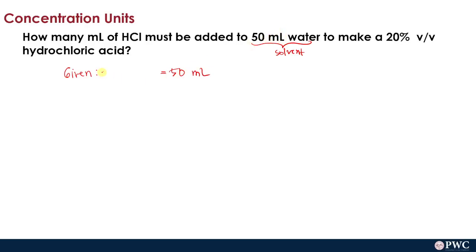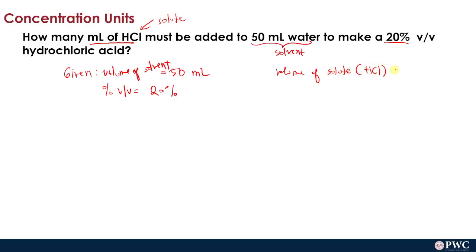mL, that's the volume. Volume of the solvent. We have 20% volume per volume. That's the percent by volume of the solution, 20%. And here, we're asked to determine the volume in mL of the hydrochloric acid. Again, this is the solute in this problem, the volume of the solute. For now, let X be the volume of the solute.